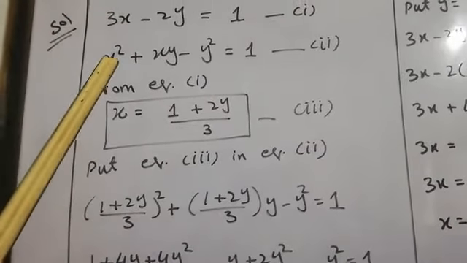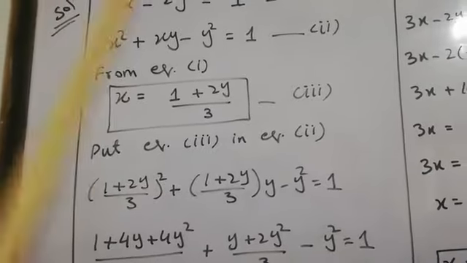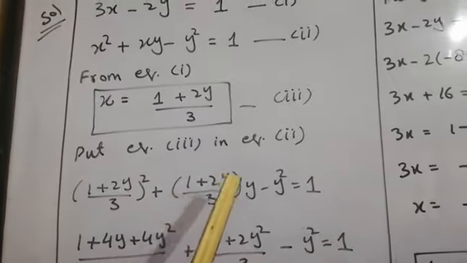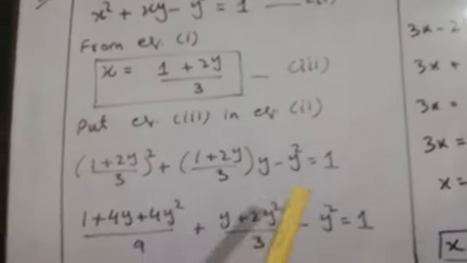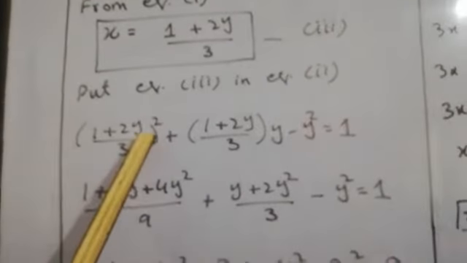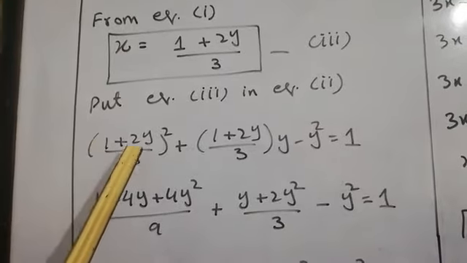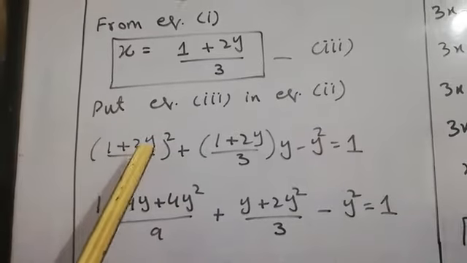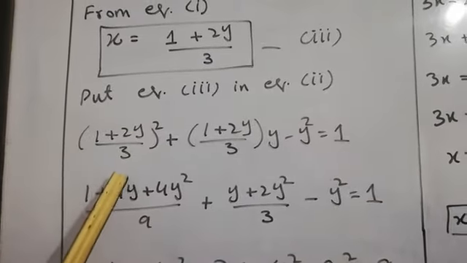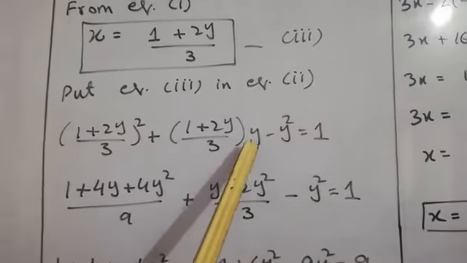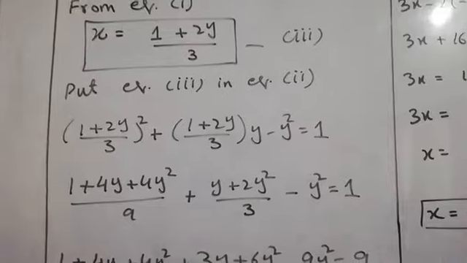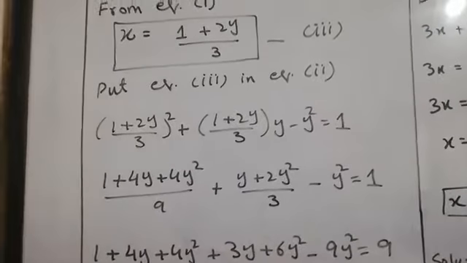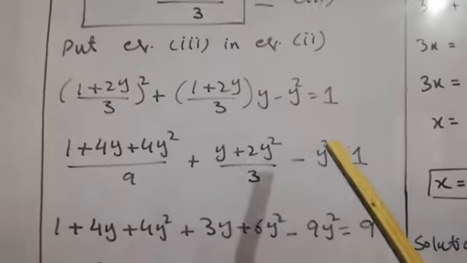Wherever we have x, we will put (1 plus 2y) by 3. So this is x square, so we will put ((1 plus 2y) by 3) whole square, plus (1 plus 2y) by 3 means this is xy, minus y square is equal to 1. So we will use the formula (a plus b) whole square is a square plus 2ab plus b square, and 3 square is 9, and y will multiply with the numerator, 1 times y is y, and 2y into y is equal to 2y square, minus y square is equal to 1.